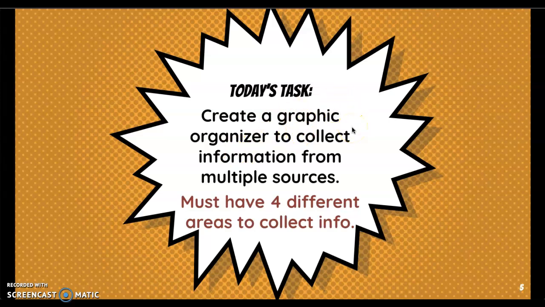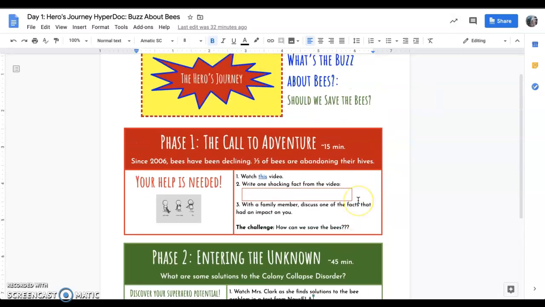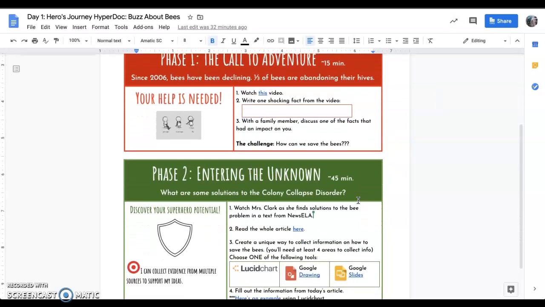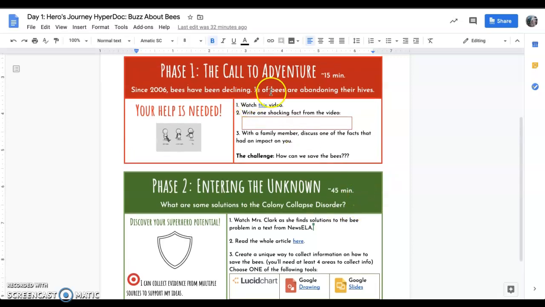All right, so today, how are we going to collect evidence? Now, back in the Hyperdoc here, our goal is to think of solutions to the problem of the declining bees, okay? 1/3 of bees are abandoning their hives since 2006, and this is becoming a problem, and you'll see why in this video. So our job is to think of solutions to this, and the problem is called the colony collapse disorder.